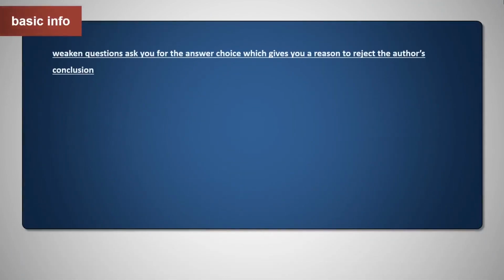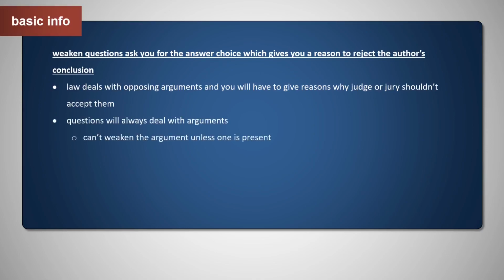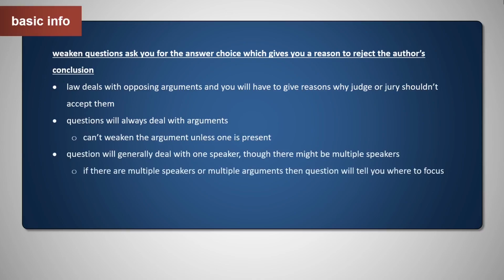In terms of the basic information, weaken questions ask you for the answer choice which gives you a reason to reject the author's conclusion. The law deals with opposing arguments, and you'll have to give reasons why the judge or the jury shouldn't accept them. Questions are always going to deal with arguments. You can't weaken an argument unless one is present. The question will generally deal with one speaker, though there might be multiple speakers. And if there are multiple speakers or multiple arguments, then the question will tell you where to focus.